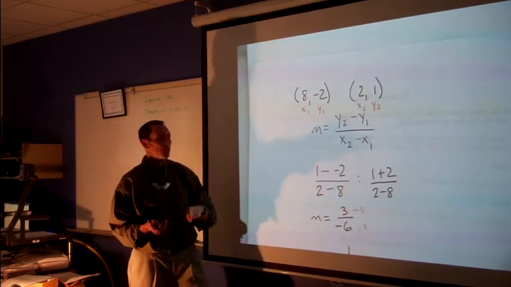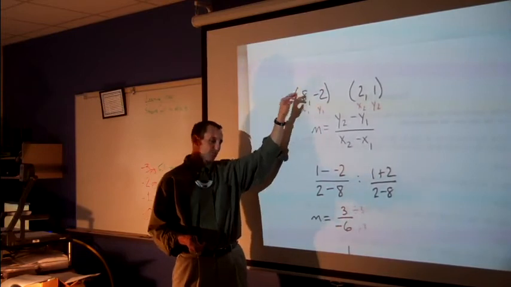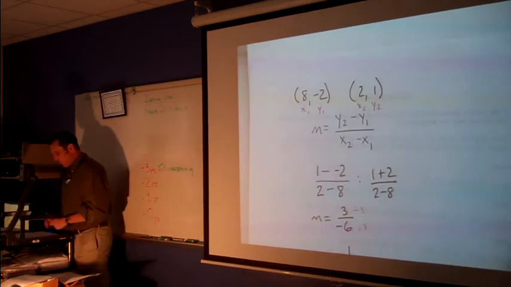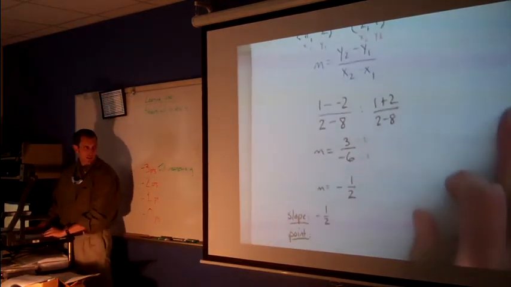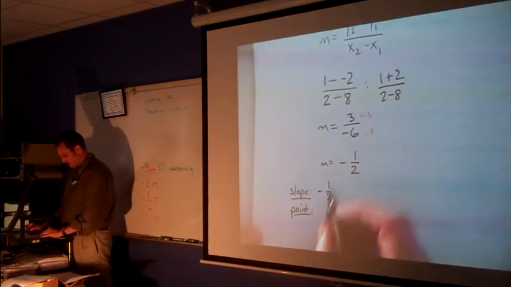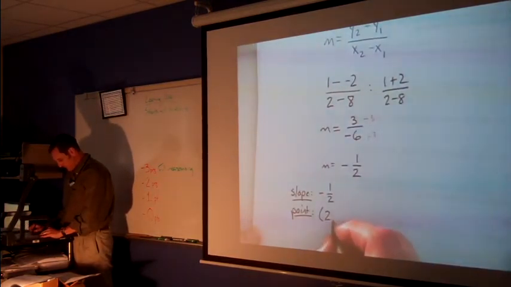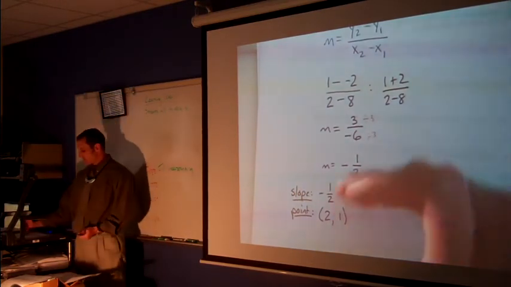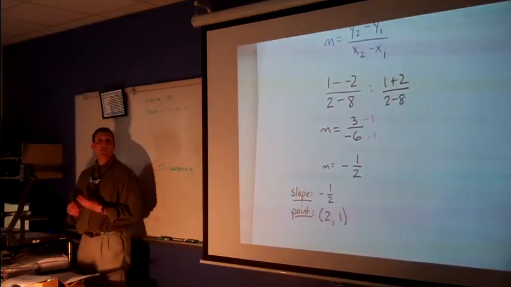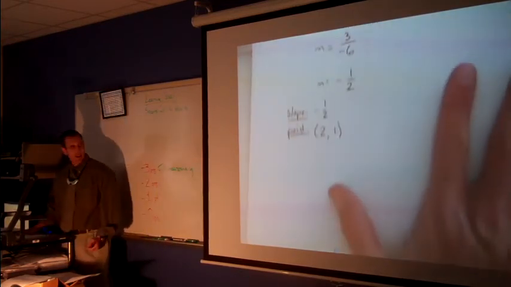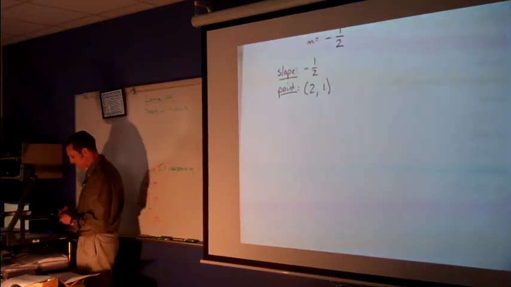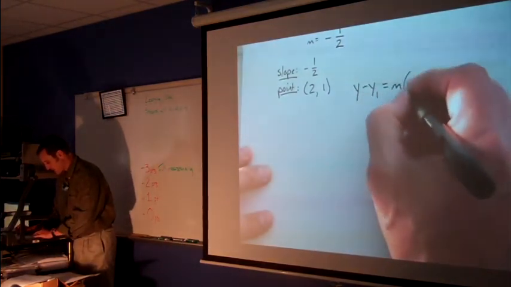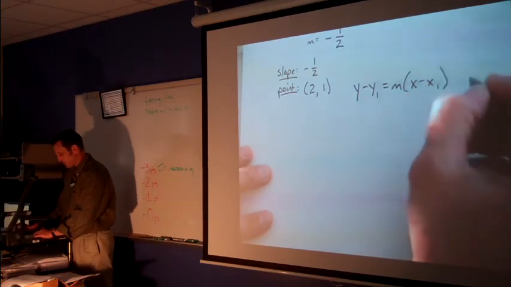Since in the previous example I used the first point, x1, y1, for this example, I'm going to use the second point, x2, y2, and show that it doesn't matter which point I use. I'm going to use 2, 1 as my point. I have a slope, I have a point, my thinking is almost done. Now all I have to do is plug things into the point-slope form. y minus y1 equals m times x minus x1.